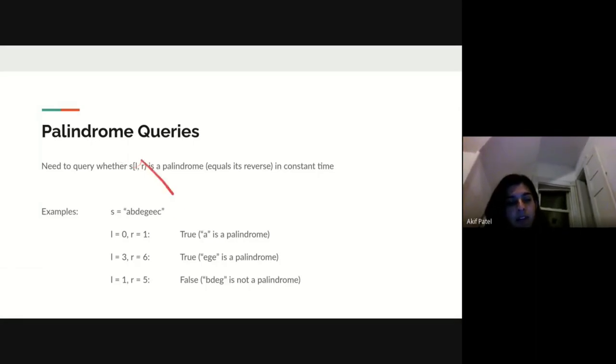As an example, you have this string. The substring of just 0 to 1, the letter A, is obviously a palindrome. Single letters are always palindromes. From 3 to 6, EGE, that is a palindrome. If you flip it, you get the same thing. From 1 to 5, though, BDEG is not a palindrome, because if you flip it, you get GEDB, which is not the same thing.